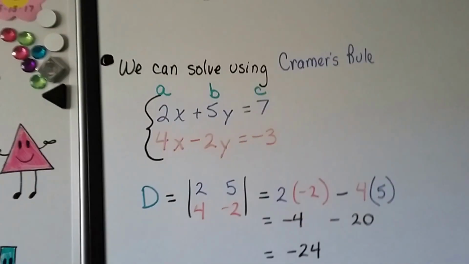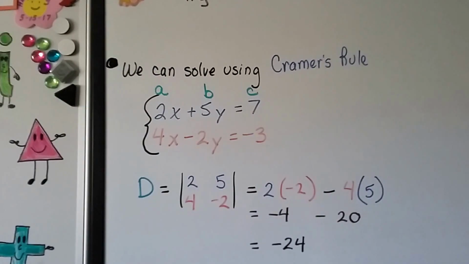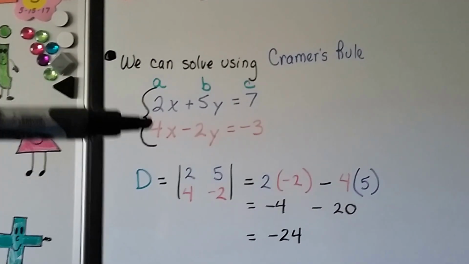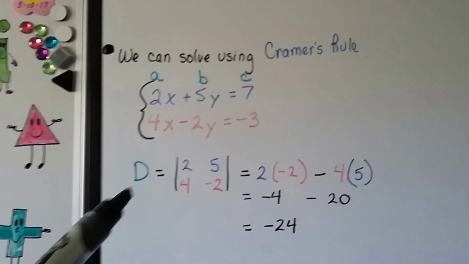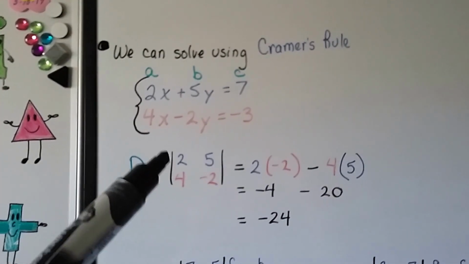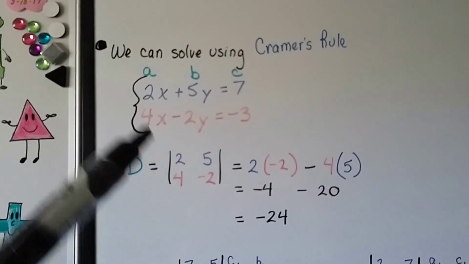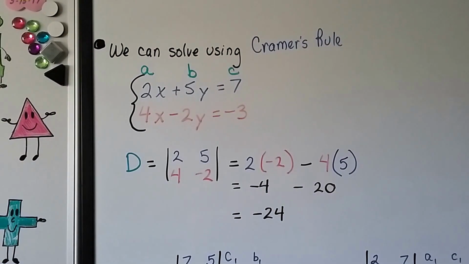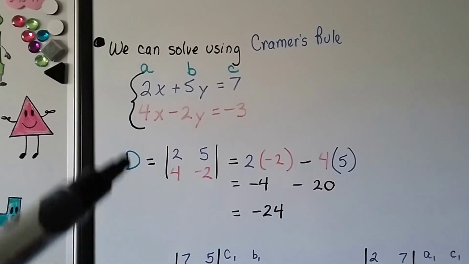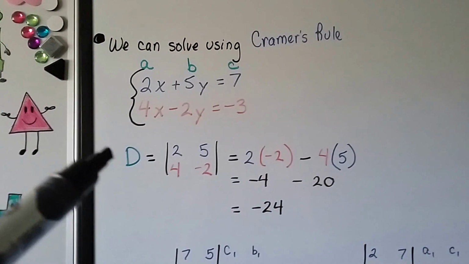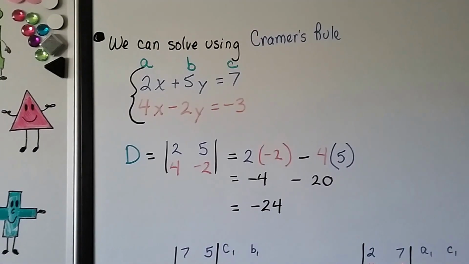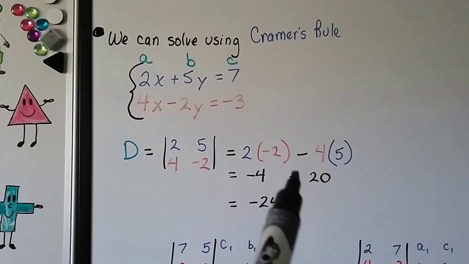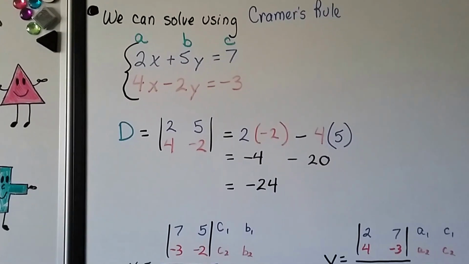So here's some real numbers. We can solve using Cramer's rule. So remember, these are the a values, the b values, the c values. All right? And we have our first and second equation in our system. So for D, we're going to do the 2 here times this -2. We're going to cross this way, see? And then we're going to do the 4 times 5. Then we're going to get our denominator. Our denominator is going to be a -24. All right? We had a -4 minus 20, so we got a -24 for our denominator.